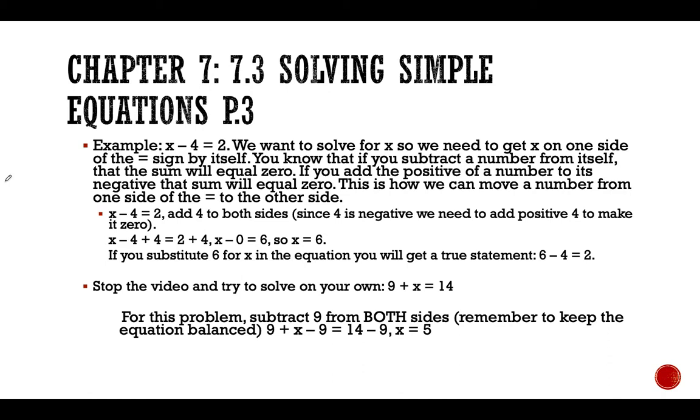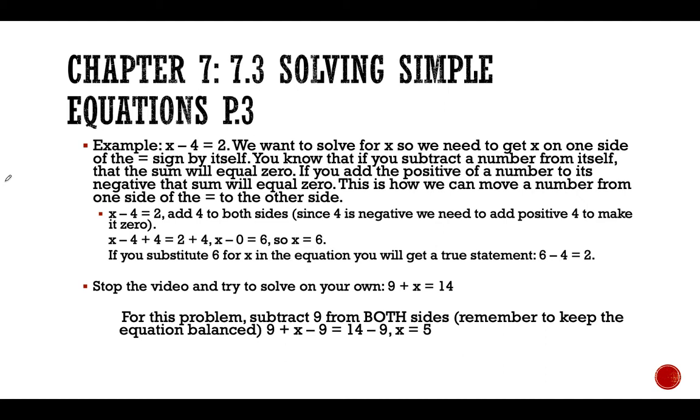X minus 4 equals 2, so we're going to add 4 to both sides to move the 4 from the left side to the right side. And since the 4 is negative, we need to add a positive 4 to make it 0. So now, x minus 4 plus 4 equals 2 plus 4. X minus 0 equals 6, so x equals 6. If you substitute 6 for x in the equation, you can check your answer and you'll get a true statement. 6 minus 4 equals 2.